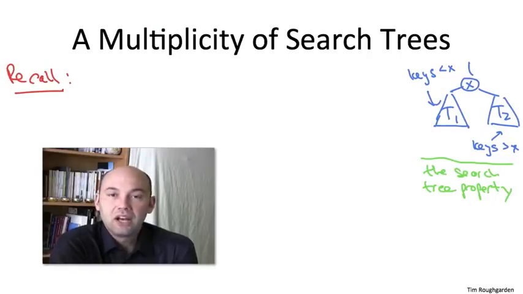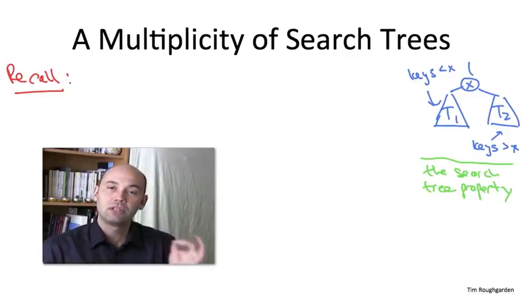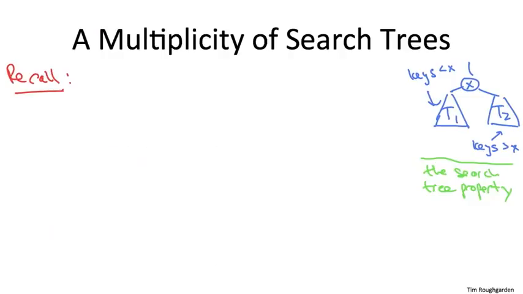So search trees, they contain objects. Each object has a key drawn from some totally ordered set. And the search tree property states that at each node of a search tree, say it contains some object with a key with value x, it better be the case that everything in the left subtree of that node has keys less than x, and everything in the right subtree under the node with key x has to have keys bigger than x. So that has to be true simultaneously at every single node of a search tree.